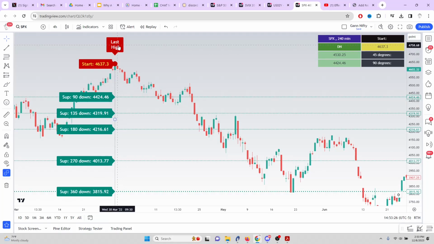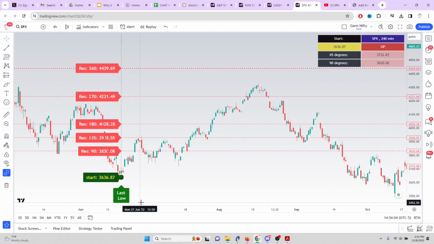And you can see that a move up from the March 22 high to May 22 was exactly 1 cycle down, and look at a strong reaction of that level. Let's move our starting point to the next low made in June 2022. Again, what do you expect? That price would jump to at least 90 degrees up, and here you can see that price did that. It jumped to 90 degrees and even overshot it to the next level, which is 135 degrees.